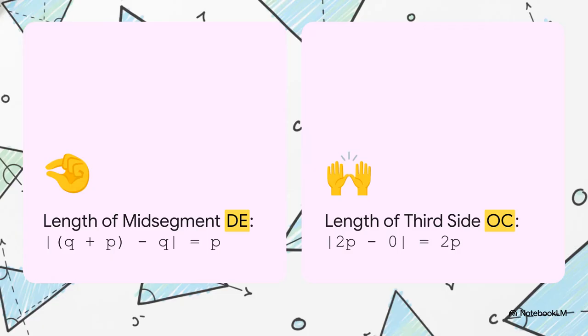Okay, now for the second part, the length. We use the distance formula, and what do we find? The length of our midsegment DE turns out to be just P. And the length of the base OC, it's 2P. And there you have it. P is exactly half of 2P. It's that simple. Superpower number 2 is confirmed, and our proof is officially done.